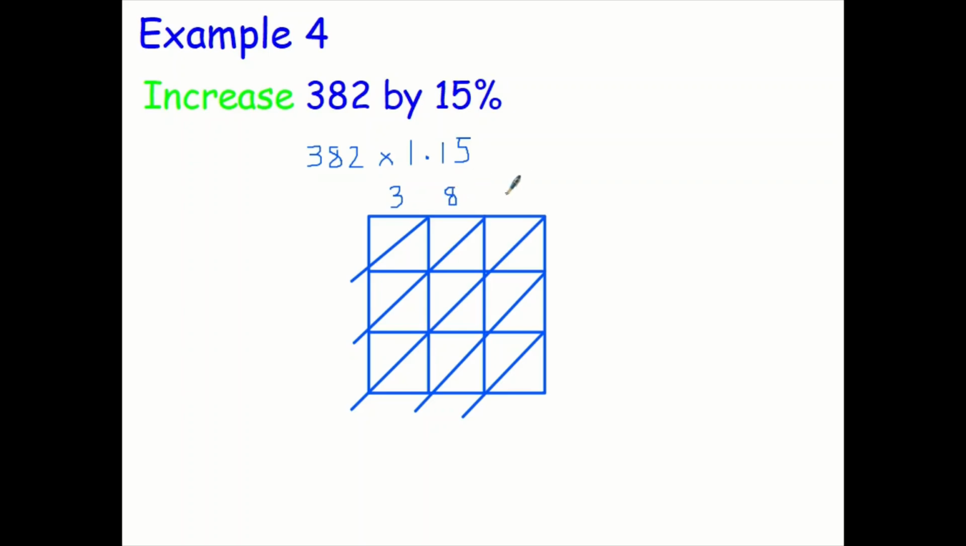So my 382 goes here and my 115 goes down here. I'm not even going to worry about that decimal point because I think I can estimate it's going to be roughly around 400. So let's have a look. So 2 times 1 is 2. 2 times 1 is 2 here.